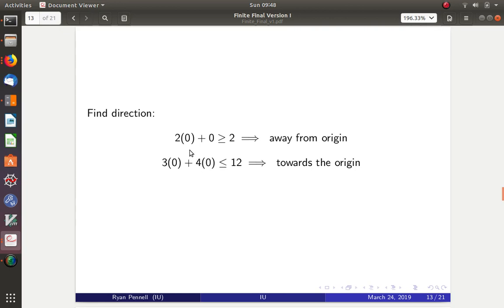My method that I like to use is just to plug in the origin 0, 0 and see if it works. So 2 times 0 plus 0 is 0. Is 0 greater or equal to 2? No. That's not true. So I know I'm going to have to go away from the origin. So that tells me the direction of that line. And then here for this boundary condition, I plug in the origin. 3 times 0 plus 4 times 0 is less than or equal to 12. That is true. So I want to go towards the origin for this boundary condition. Okay, so that helps me know the directions.